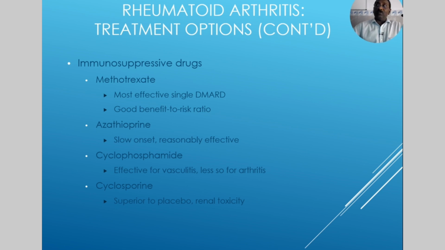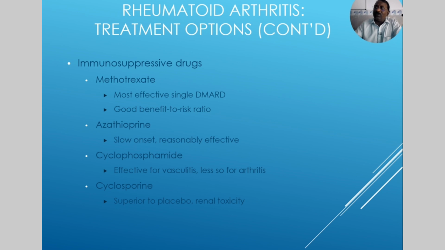Azathioprine, yes, we use it in some, especially in interstitial lung disease, and in patients having extra-articular manifestations. It is available in 50 milligrams. Slow onset and reasonably very effective. Cyclophosphamide, yes, we give it as a pulse therapy again in people with vasculitis. When people present with gangrene, etc., definitely the drug of choice is cyclophosphamide. Cyclosporine, yes, superior to placebo, but the renal toxicity. So the creatinine level should be normal to use cyclosporine.